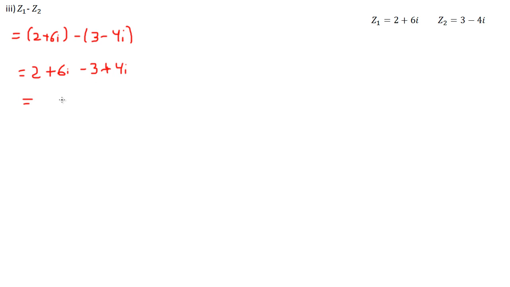And at the end of the day, the answer will be 2 minus 3, so minus 1, plus 10i. And to tidy this up, I would personally put 10i minus 1, just to look better. And that is the answer to z1 minus z2.